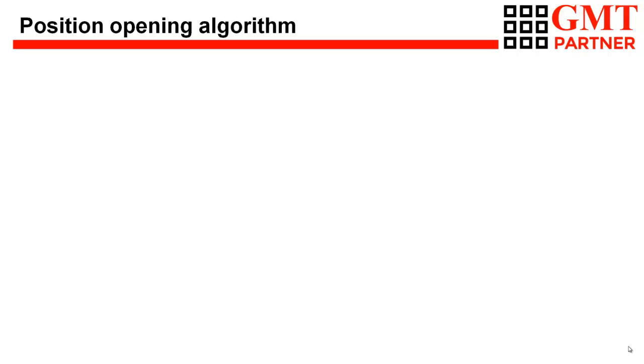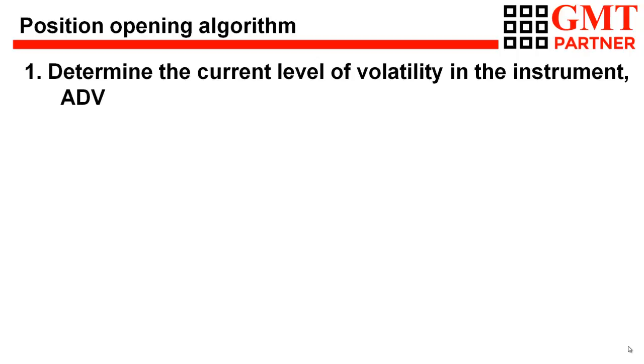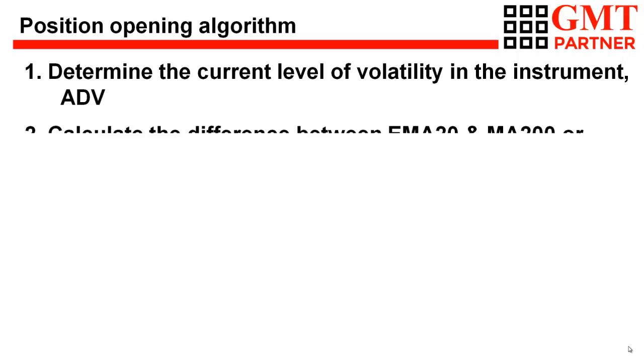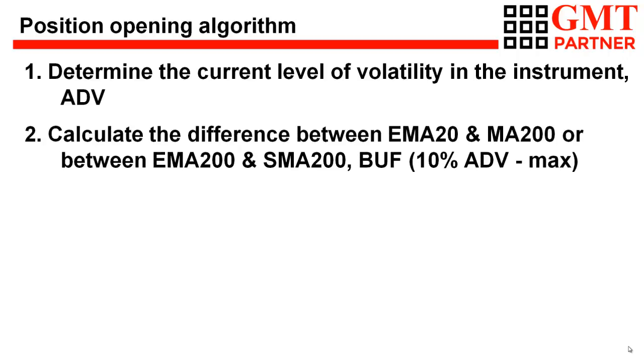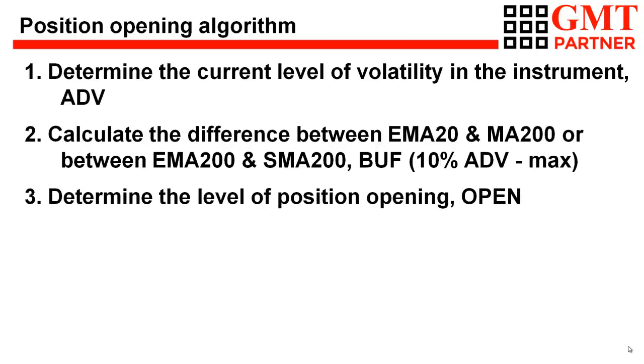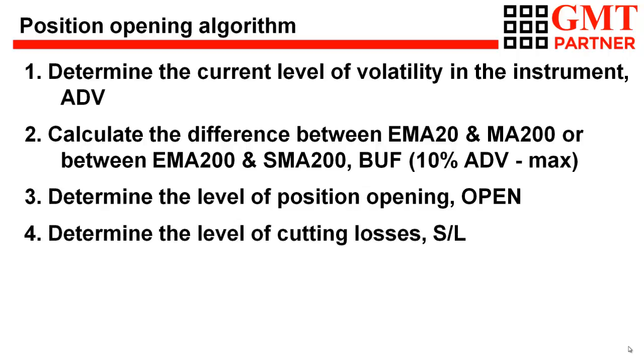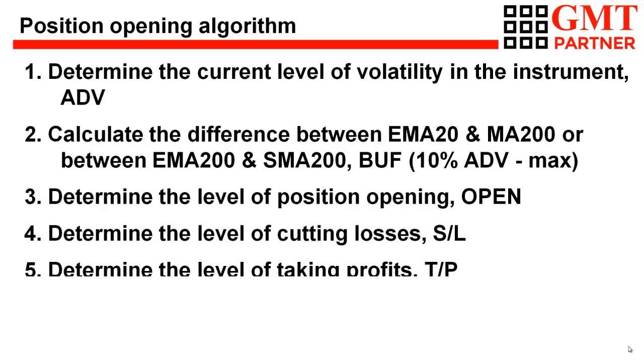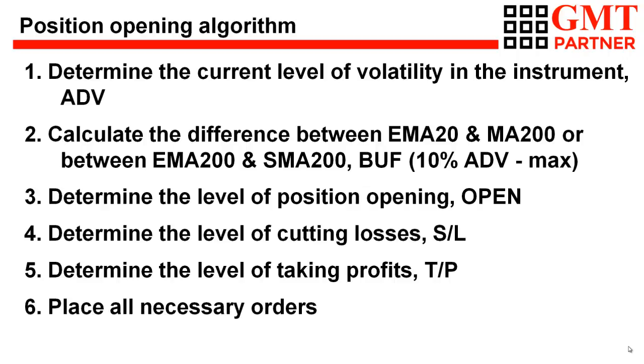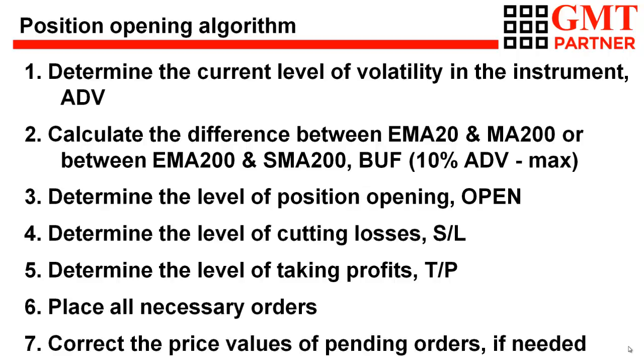Now, let's review the algorithm of the trader's actions before opening a position. 1. Determine the current level of volatility in the instrument, ADV. 2. Calculate the difference between EMA20 and MA200, or between EMA200 and SMA200. 3. Determine the level of the position entry order. 4. Determine the level of the stop loss order. 5. Determine the level of the take profit order. 6. Place all necessary orders. 7. Correct the price values of pending orders, if needed.